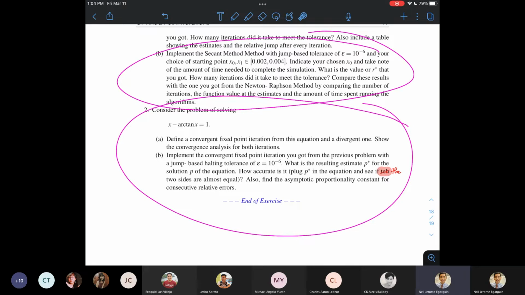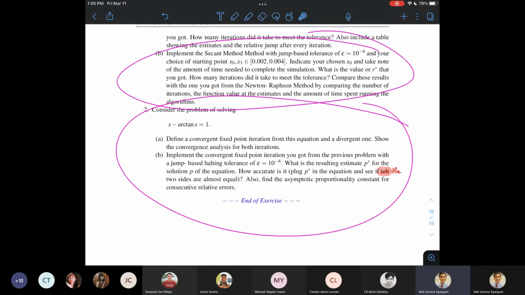Kaya lang ang challenge sa part A, dapat bigyan niyo ako ng dalawang fixed point iterations. Yung isa dapat ay convergent, tapos yung isa dapat ay divergent. So dalawa yung ibibigay niyo. Yung isa sure tayo na convergent, yung isa sure tayo na divergent. And you need to show the convergence analysis for both iterations. What I mean by convergence analysis is what we did in the easy examples we did earlier. So tingnan nyo lang yung derivative nung function defining your iteration.